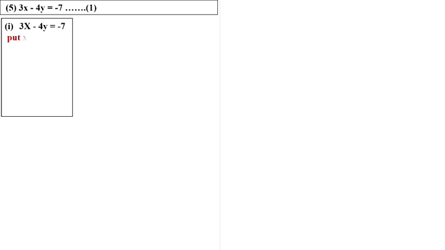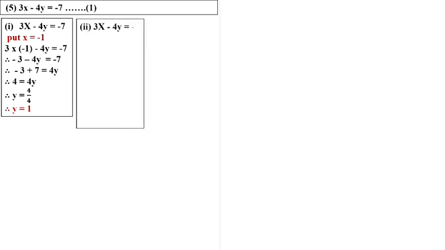So here put x equal to minus 1. 3 times 1 is 3, and minus 1 is given, so minus 3 minus 4y equal to minus 7. Minus 7 will come to the left side and become plus 7. 7 minus 3 is 4, equal to 4y. Now y equal to 4 upon 4, therefore y equal to 1.